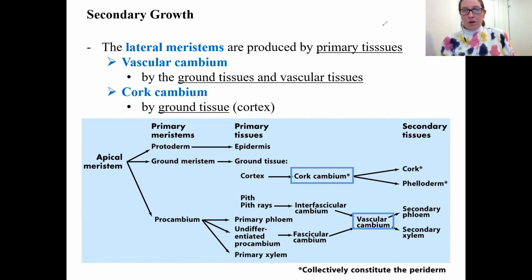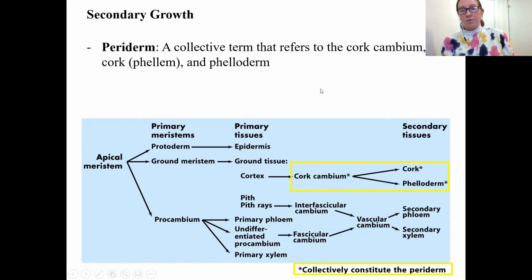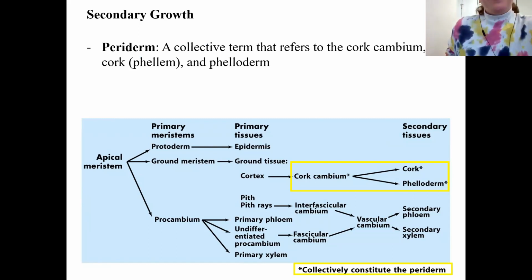Don't worry about periderm right now. Okay. Oh, or I guess do. In your lab, you'll see this word periderm. And I think one of the questions in the lab is even, what is the periderm? Periderm is just a collective term that refers to all three of these things. So if you see that in the lab, that's what that means.